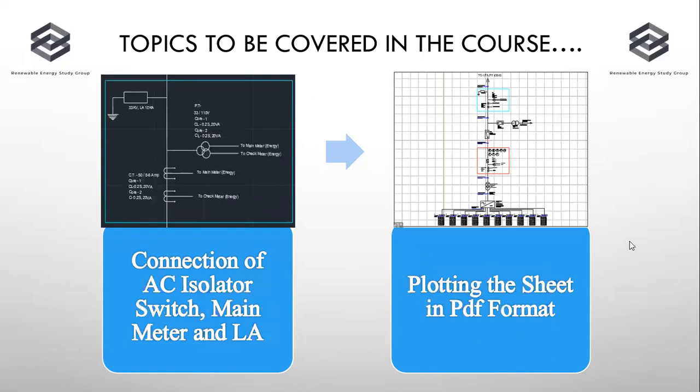The next parameter we'll see is the connection of the AC isolator switch, main meter, and the lightning arrestor symbol that will be shown in the circuit diagram. Also, we're going to plot this overall circuit diagram into PDF format. We'll see the methodology for converting the AutoCAD diagram into a PDF diagram and how we can take this particular printout in PDF format.